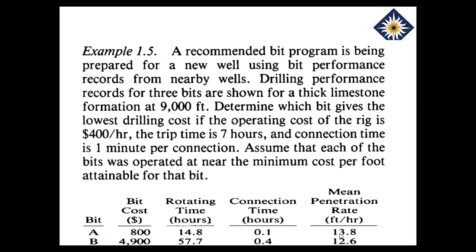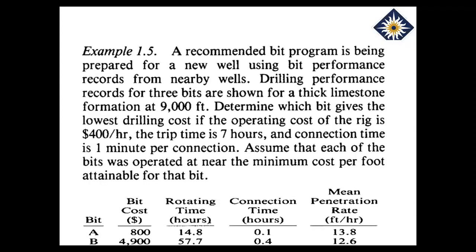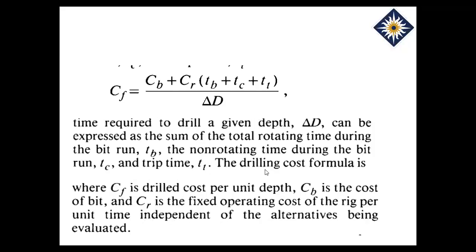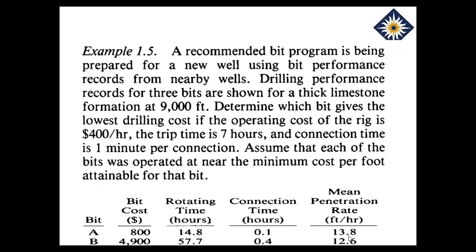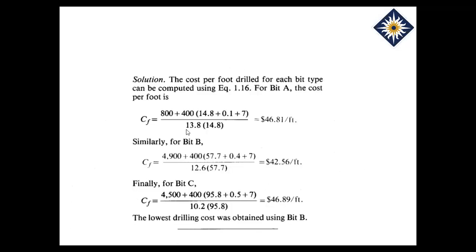Now, 13.8 is the penetration rate. How many feet per hour can it drill? That is multiplied by the rotating time. This is the feet per hour it can drill, and this is the total time it can rotate, so this will be the total time the bit can operate. So 13.8 multiplied by 14.8. On the other side, 12.6 multiplied by 57.7. We are trying to know the total depth it has drilled, so we are just multiplying the mean penetration rate by its rotating time. That's the total footage drilled, and so on. So we have these three ones.